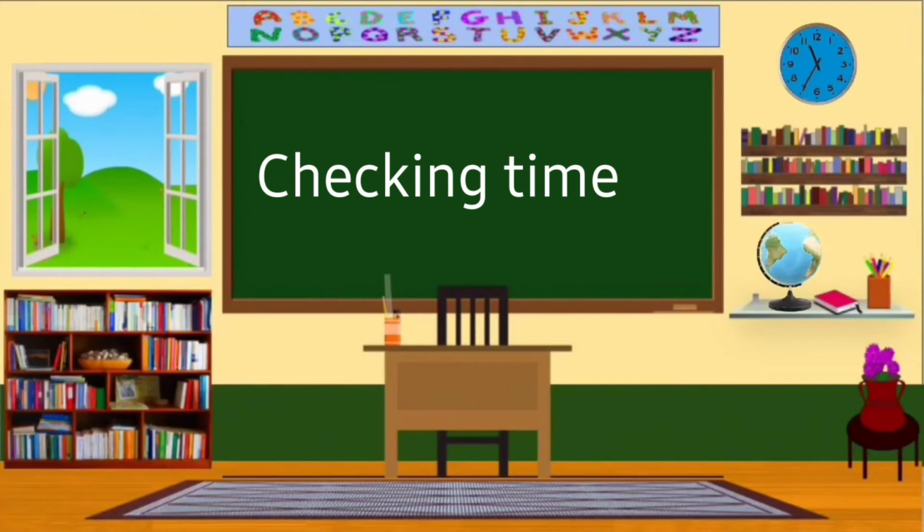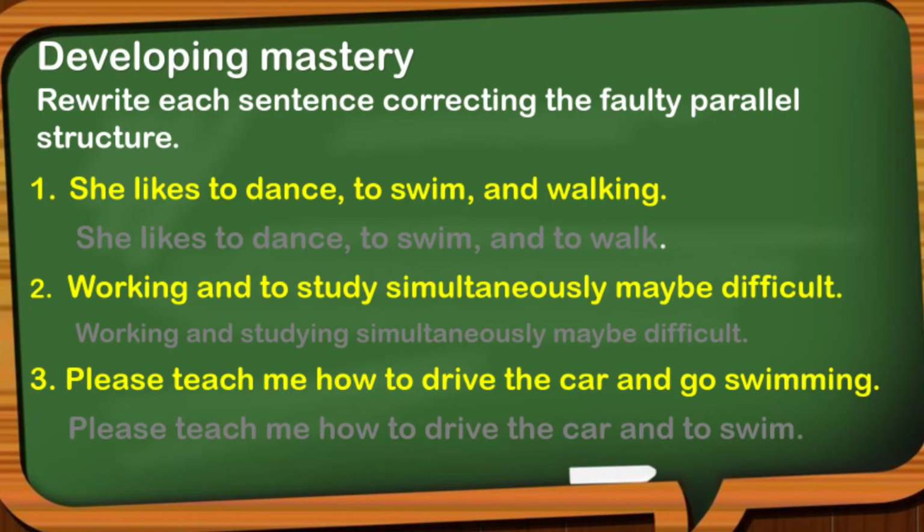Now, let us check your answer. Okay, let's see if your answers are correct. For the number 1, the answer is: she likes to dance, to swim, and to walk. In order to make it parallel, we've changed walking into to walk.